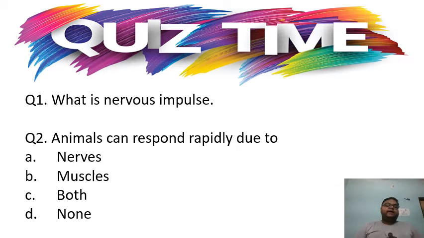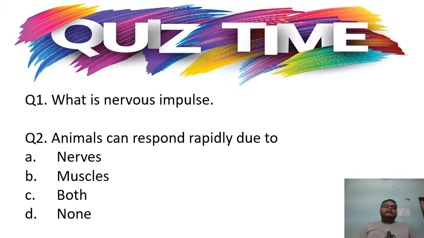So you need to define what is nervous impulse. Okay, students, you need to define what is nervous impulse. So nervous impulse is basically a stream of current, or we can say an action potential, that is passing from one neuron to another neuron with the help of dendrites, right? So that is the nervous impulse.